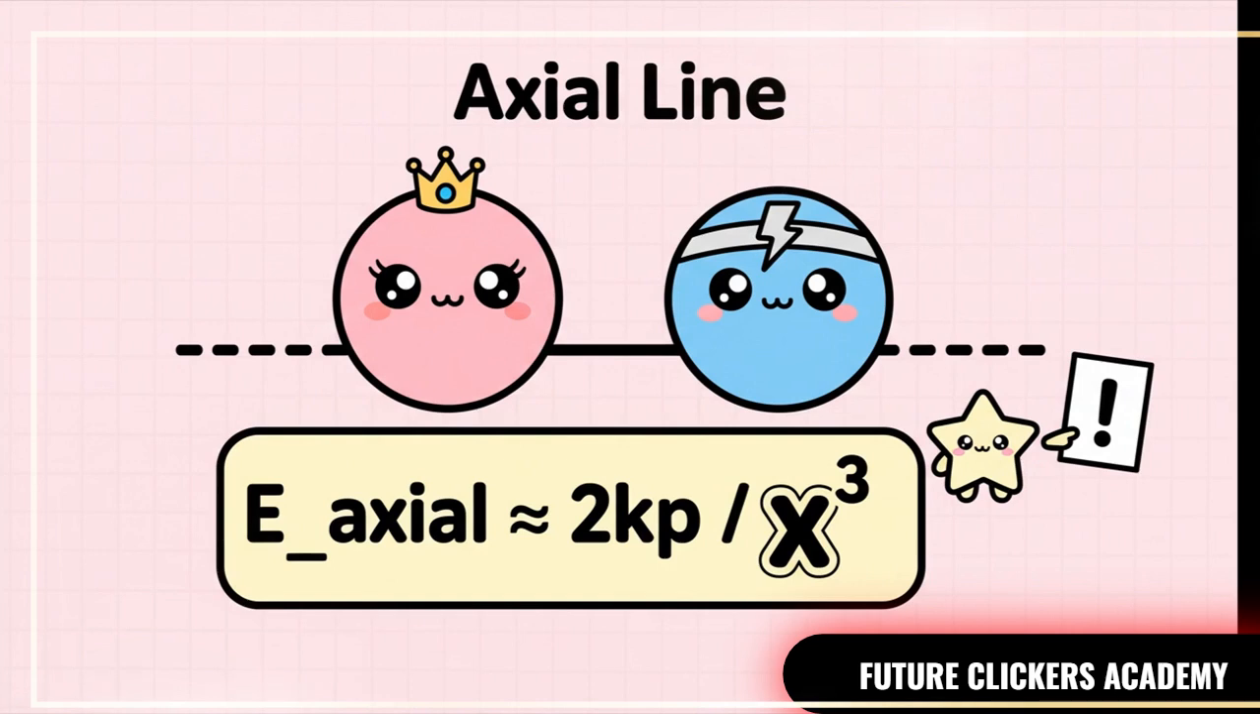So this dipole creates its own electric field. Along its axis, what we call the axial line, the fields from the two charges don't completely cancel out. For a short dipole, this results in a field that weakens much faster than a single charge. The final formula is E equals 2kp divided by the distance cubed. And notice that it's distance cubed, not squared. That's because the fields from the two charges are kind of fighting each other.